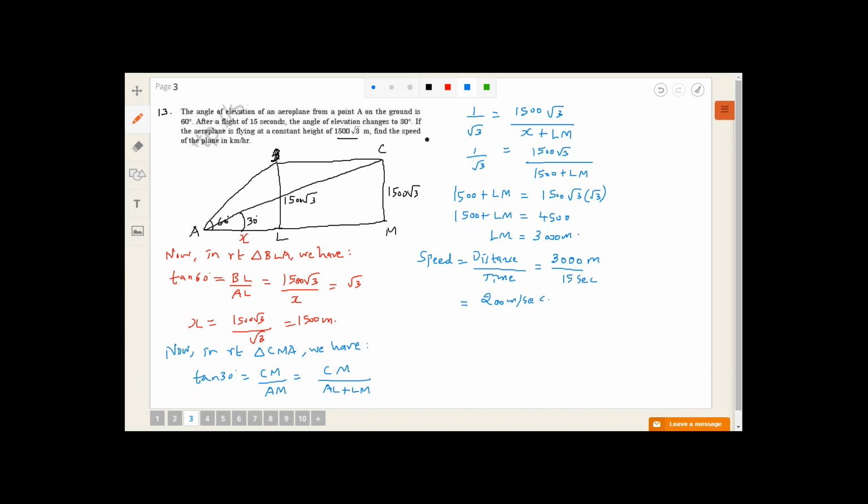But it is asked to calculate the speed of the plane in kilometer per hour. So from meter per second to kilometer per hour, we need to multiply by 18 by 5. So 200 meter per second, when it gets converted into kilometer per hour, it will be 200 into 18 by 5, which is equal to 720 kilometer per hour. So the plane travels at the speed of 720 kilometer per hour.